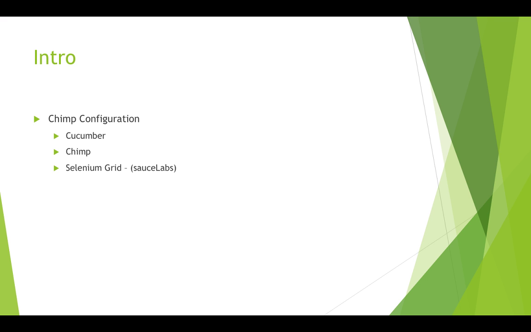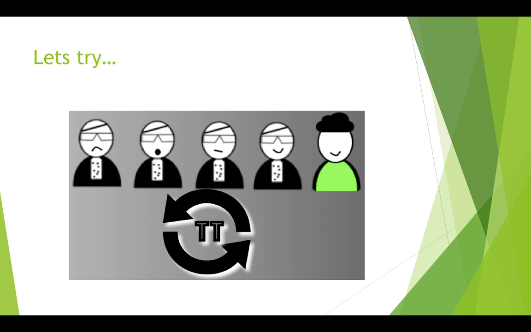Today what we'll look at is our chimp configuration. The three simple configurations that we will look at are the cucumber configuration, the chimp configuration, and your Selenium grid configuration. This is the one that you can use with your Sauce Labs, BrowserStack, or so on. Within this example, we will use a Sauce Labs example. Okay, let's try it.